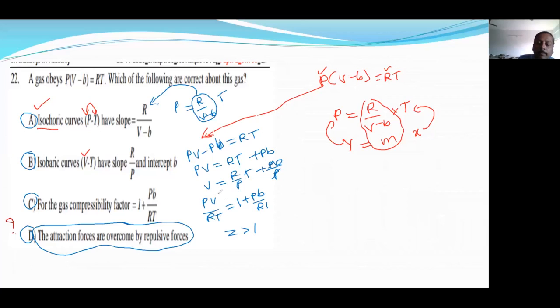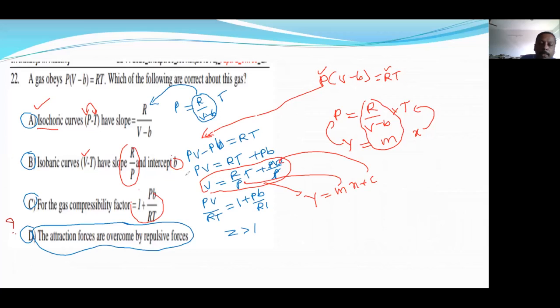Now it is in the form of what? y is equal to mx plus c. See here, I am comparing y is equal to mx plus c. In place of c we have b. In place of slope we have R by P. See, this is what he is saying, slope is R by P, intercept is b. Then compressibility factor, simply you have to derive the same as I have done here, for the equation PV by RT. Then you will get 1 plus Pb by RT.